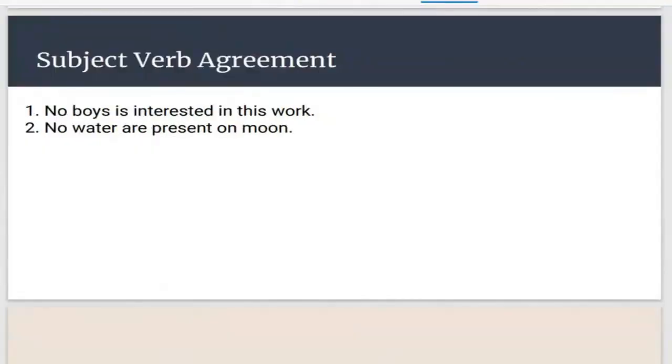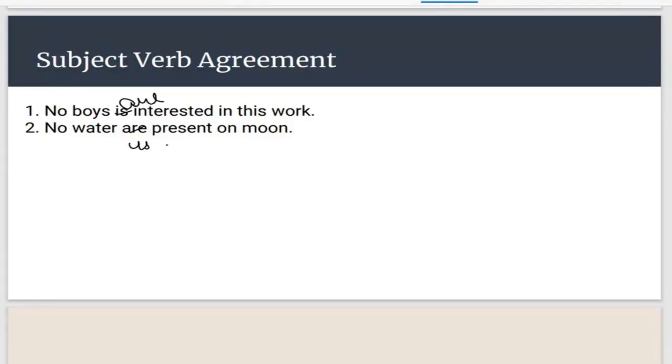Now there are two sentences written in front of you. I want you to analyze these two sentences and tell me what error you can find in them. No boys are. Okay, no boys are. And what about sentence number 2? No water is.